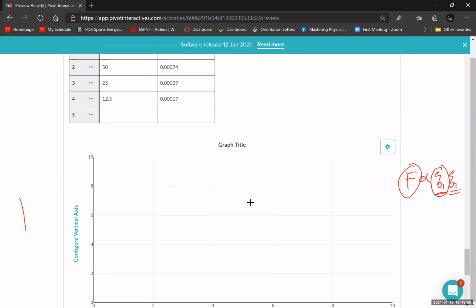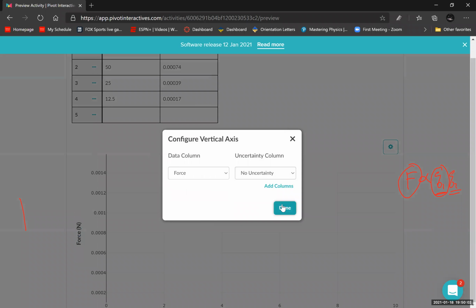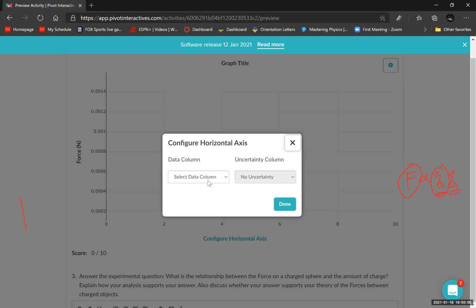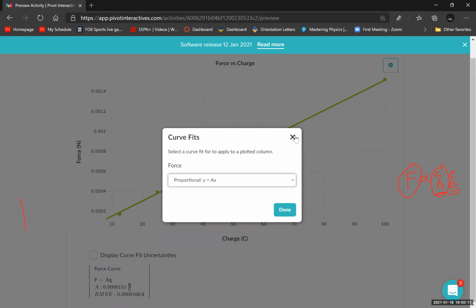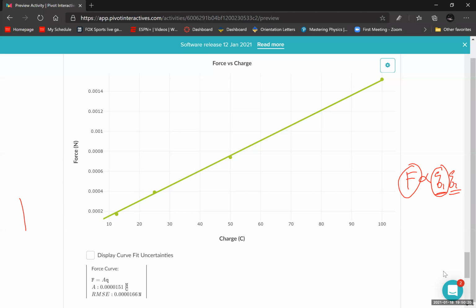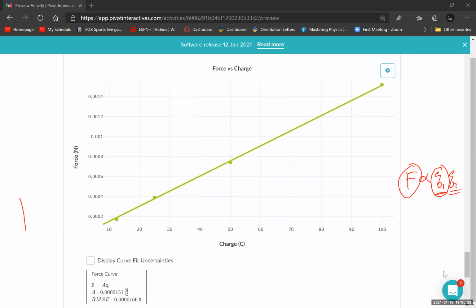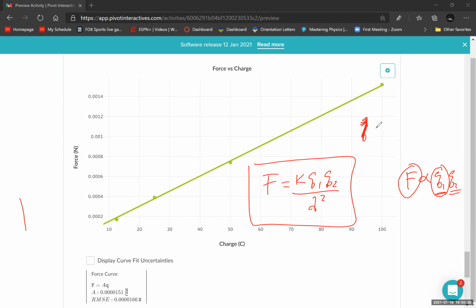The idea here is this. If I'm plotting force versus charge, and they are directly proportional like the equation suggests, I should get a straight line. If I fit y equals ax, it should be a straight line like that. And you can see the data fits perfectly, because I did not change the distance for this entire experiment. Remember, force is equal to k q1 q2 over distance squared, for this part two.